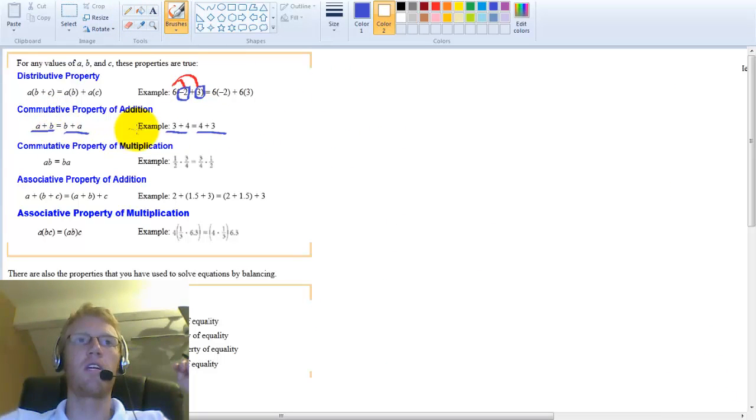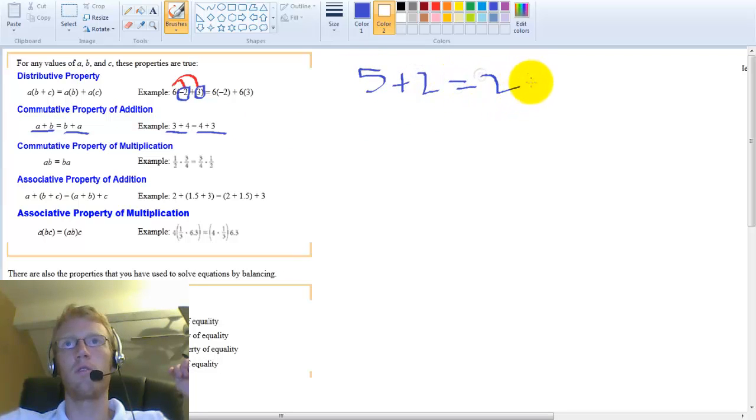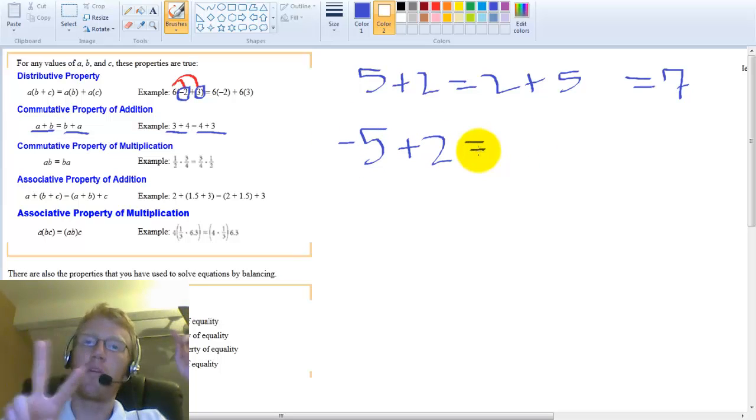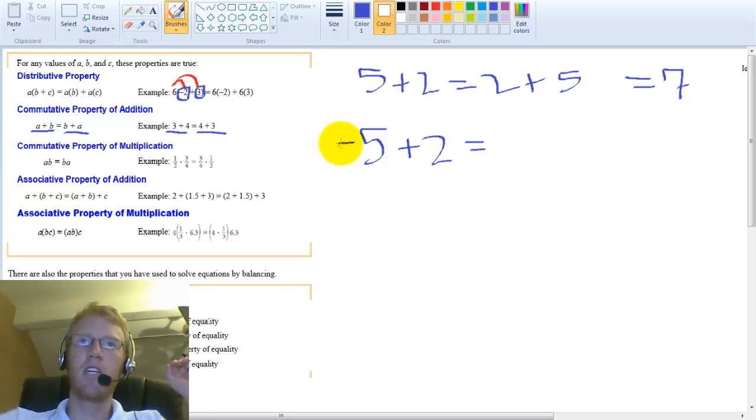Okay, commutative property. If you're keeping track of minus signs, you might have something like this. 5 plus 2 equals 2 plus 5. Great. Those are both equal, in fact, to 7. If you have something like negative 5 plus 2, when you do commutative property, you change the order of those two things. The negative here is attached to the 5.